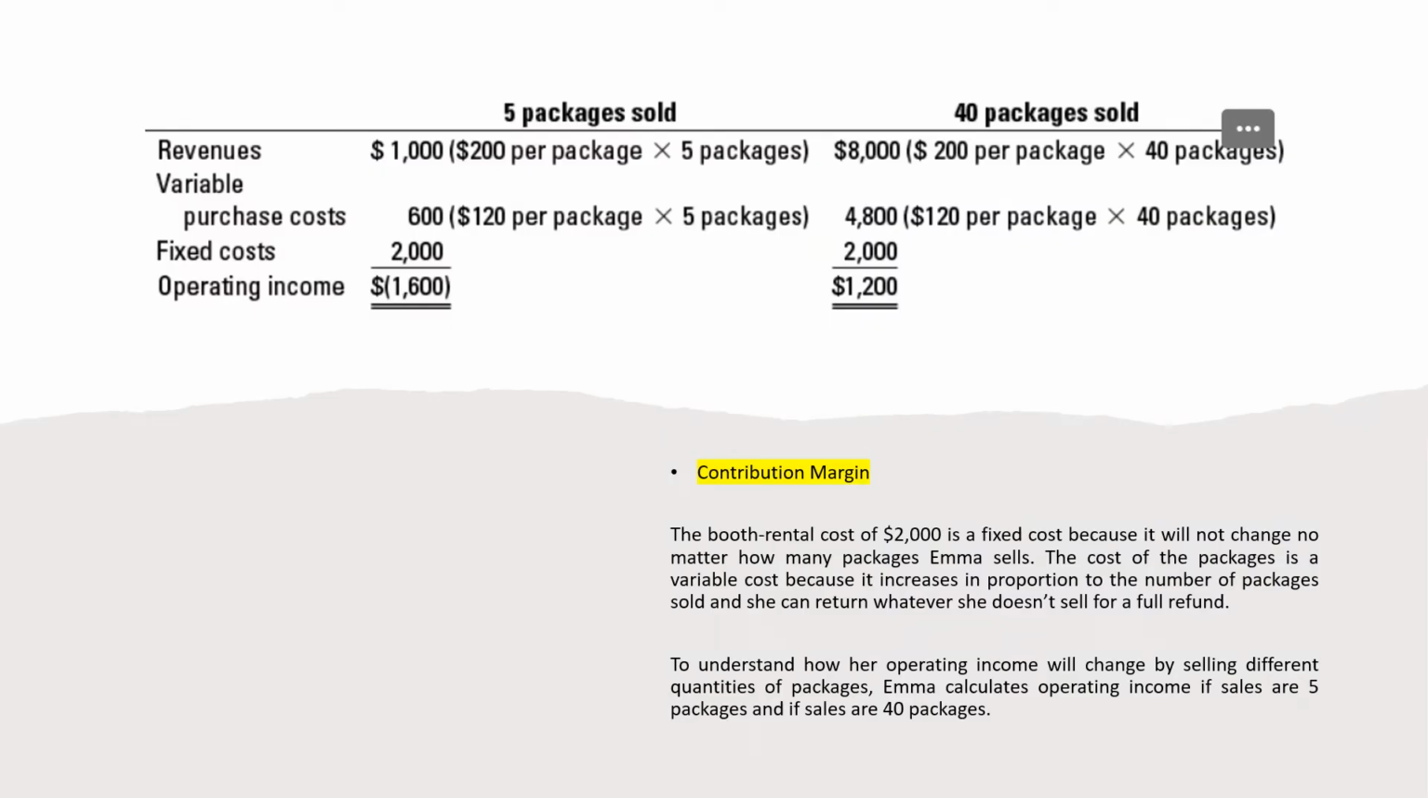Okay, so let me go over what this is. What we just answered was contribution margin. Here's an example. We've got a booth rental that costs 2,000, and that's a fixed cost because it will not change no matter what. We're working with Emma, and Emma is selling packages. The cost of the package is a variable cost because it increases in proportion to the number of packages sold, and she can return them for a full refund.